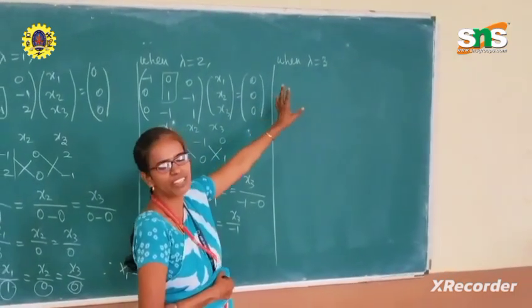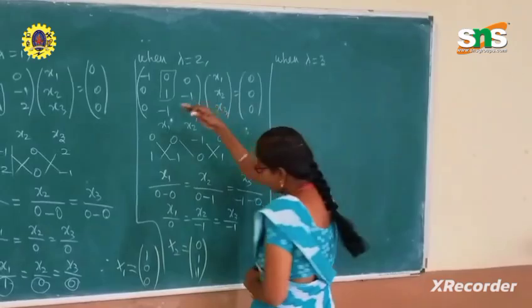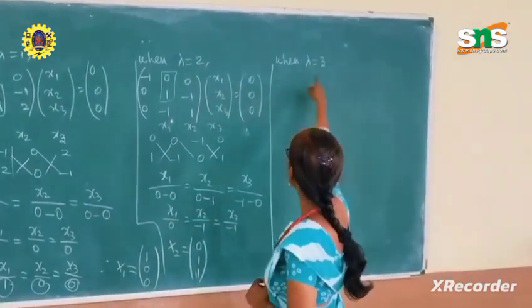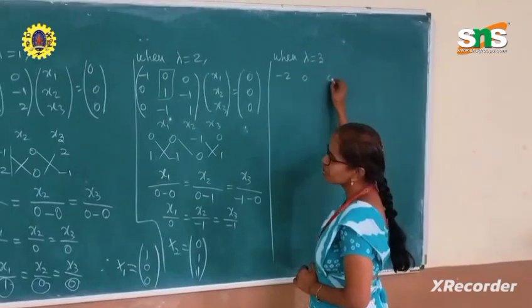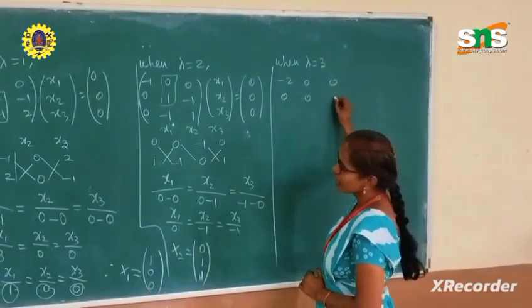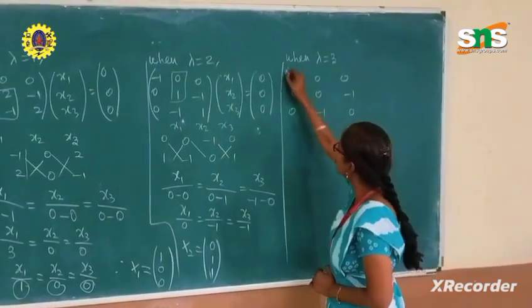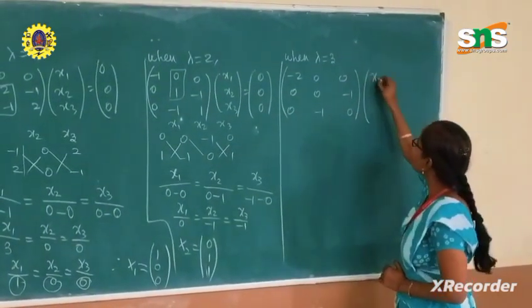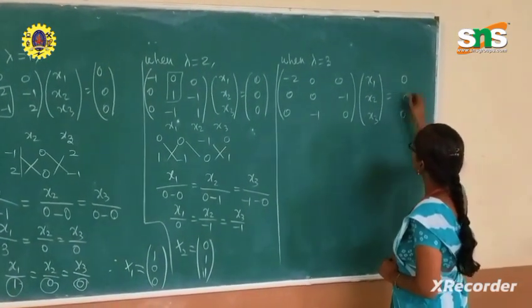When lambda equals 3, what is the eigenvector? That is what we are going to see now. We take the same terms, just with lambda value as 3. So 1 minus 3 is minus 2, 0, 0; then 0, 3 minus 3 is 0, then minus 1, 0, minus 1; and 3 minus 3 is again 0. Then into x1, x2, x3, which should be equal to 0 0 0.